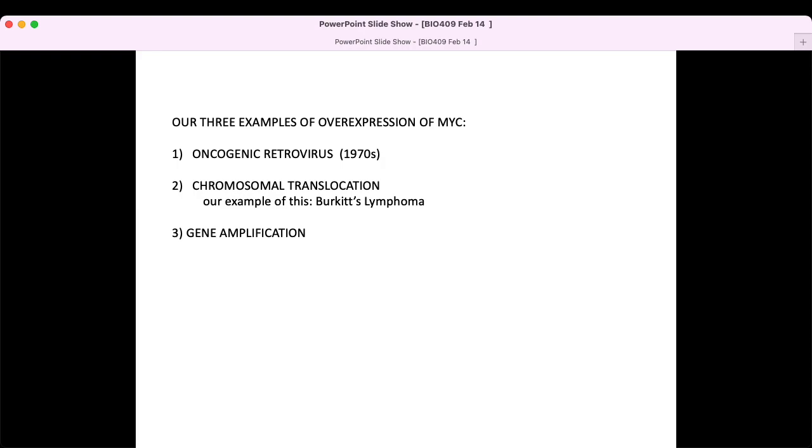In this case, we're going to look at one example of chromosomal translocation. These are in humans, right? So a totally different story than the retrovirus story. It's a human walking around, and they got cancer. And the way they got cancer is through a chromosomal translocation, and the example we're going to talk about is an example called Burkitt's lymphoma.